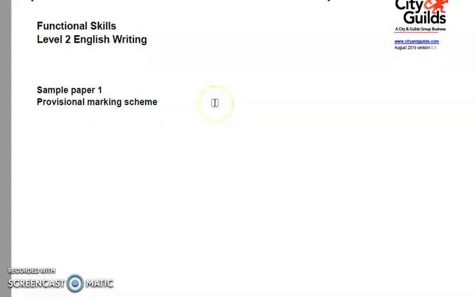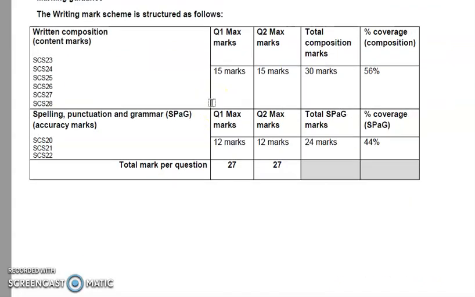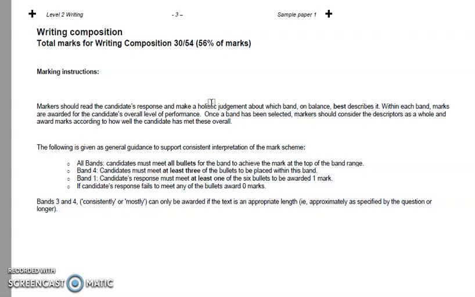So before we look at the text itself, let's have a quick look at the mark scheme. There's a few things I'd really like to draw your attention to here. First off, when we talk about writing composition, we're basically talking about everything that isn't spelling, punctuation, and grammar here. What examiners are asked to do is make a holistic judgment. What that means is they look at the whole text.